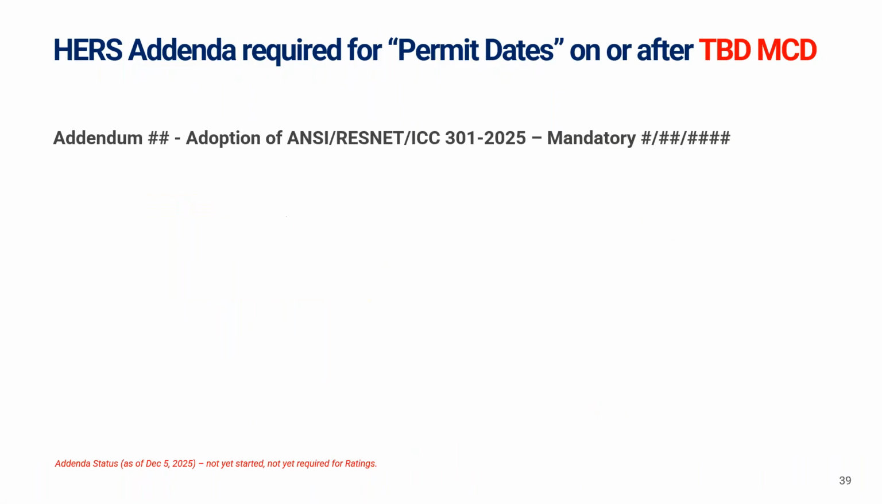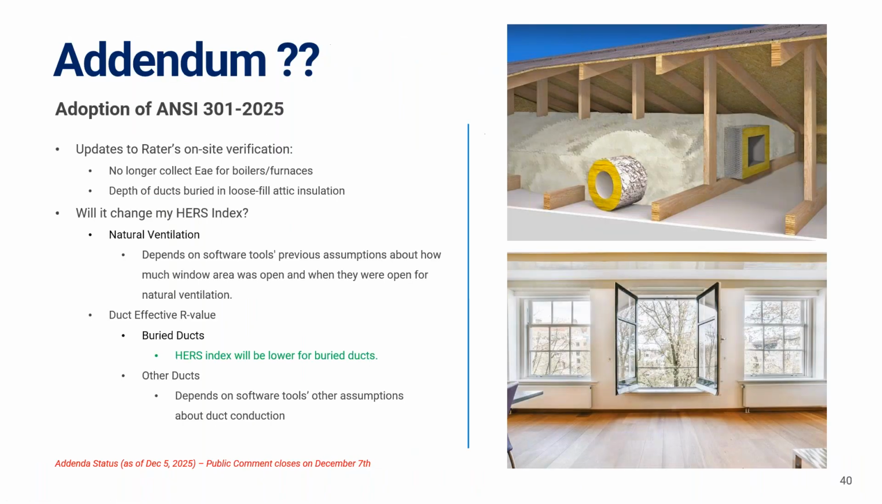The next thing I want to talk about, which goes beyond the addenda that Gayatri originally mentioned, is that sometime down the road, we're going to start developing a new addendum to adopt ANSI ResNet ICC 301-2025. And like the past couple that we just showed you, this one also does not yet have a mandatory compliance date, but the timeline is probably in the next year or two. I just wanted to give a quick heads up as to what might be coming with this.